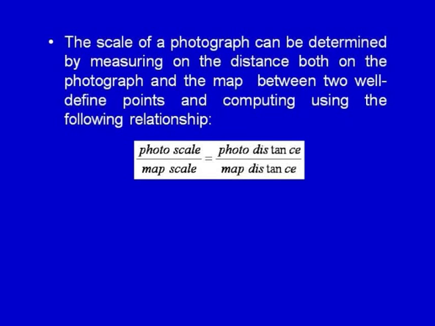The scale of a photograph can be determined by measuring the distance both on the photograph and the map between two well defined points and computing using the following relationship: photo scale divided by the map scale is equal to the photo distance divided by the map distance.